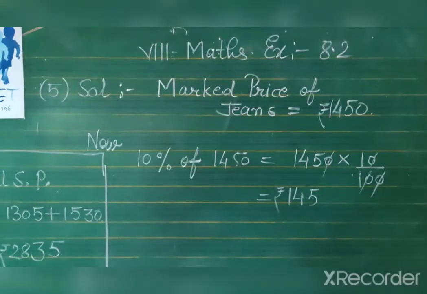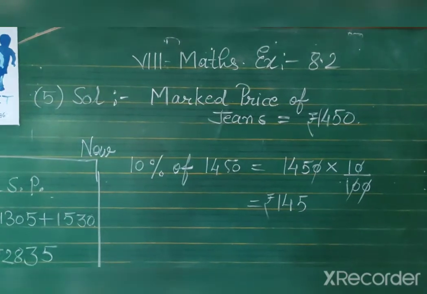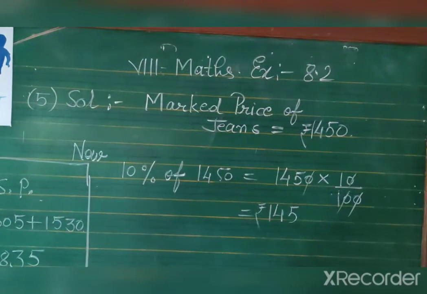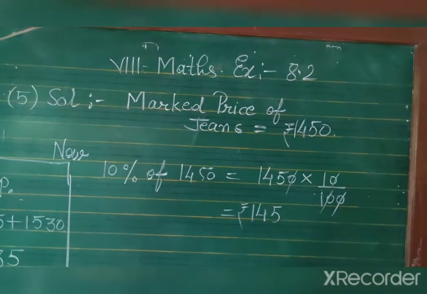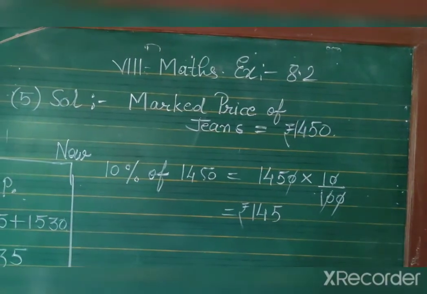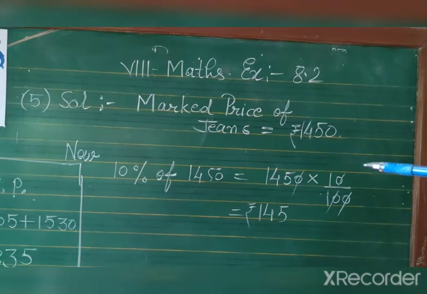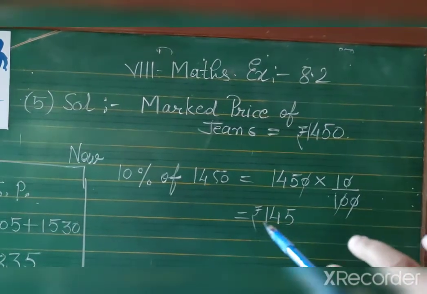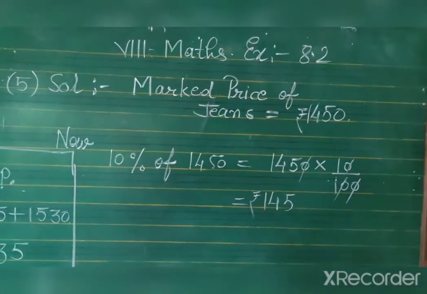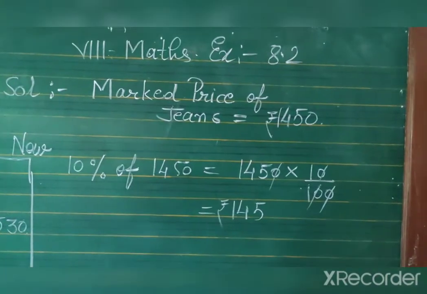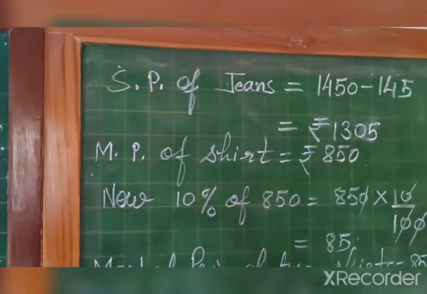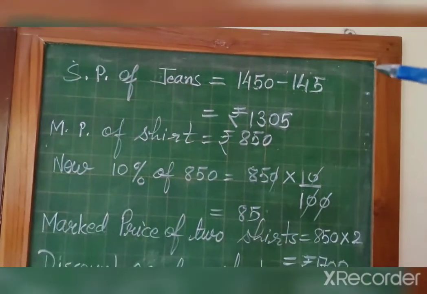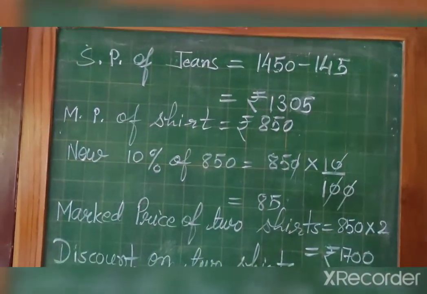Let us start. Now see here, first you will write mark price of jeans is equal to rupees 1450. Now 10% of 1450 is equal to 1450 into 10 upon 100. You can see here 1 0 cancelled by that 1 0, and this 0 is cancelled by this 0. So rupees 145 discount is there. So discount we always subtract from the mark price. So the real price, that means SP of jeans, is equal to 1450 minus 145, so 1305 you will get.